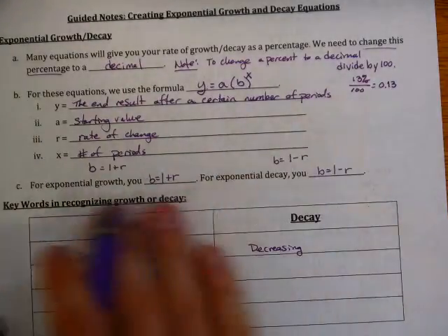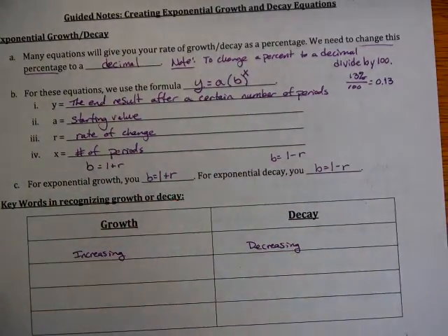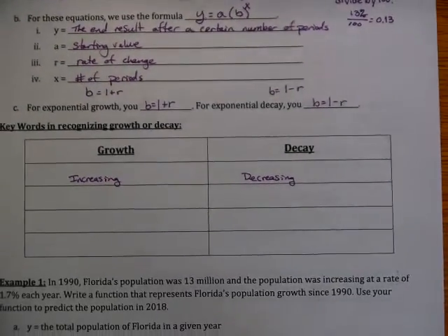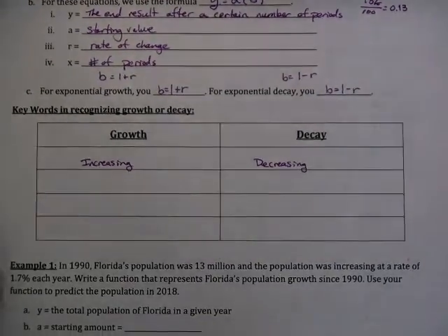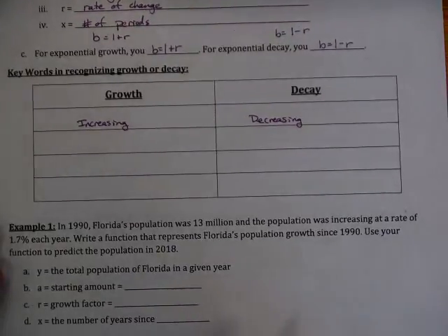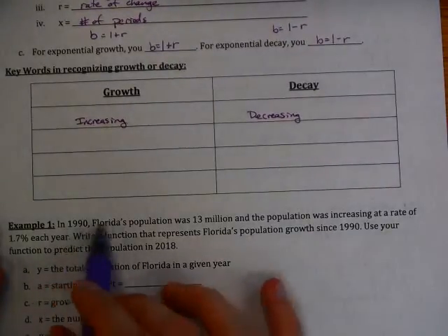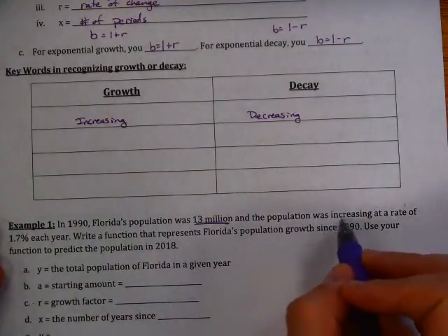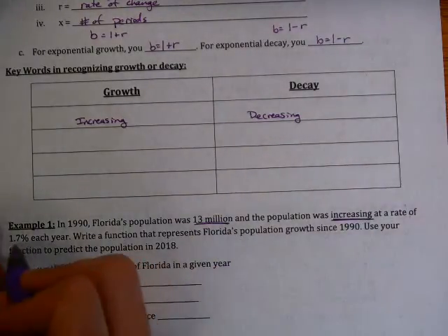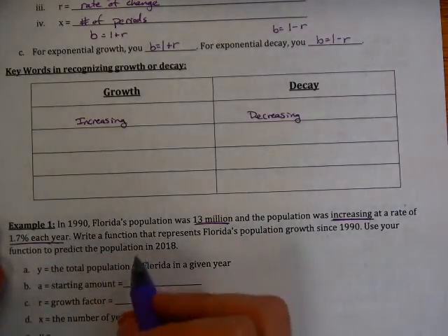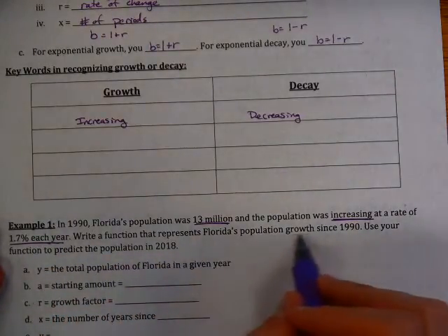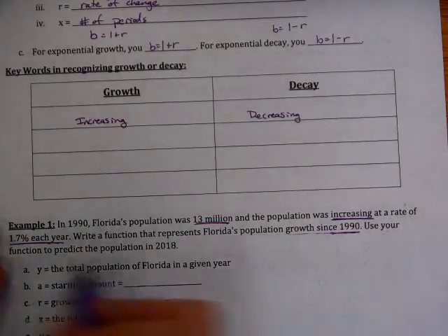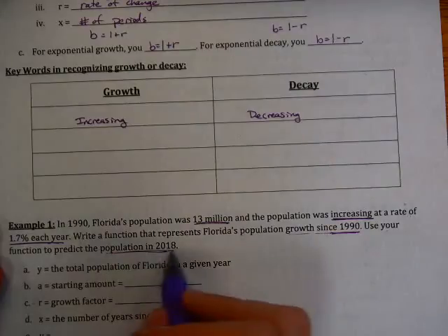So we're going to take the information that we've developed here and we're going to apply it to a practice problem down here. Alright? So, in this particular practice problem, here's the situation. In the year 1990, Florida's population was 13 million. The population was increasing at a rate of 1.7% each year. So we need to write a function that represents Florida's population growth since 1990. Then we're going to use that function to predict the population in 2018.